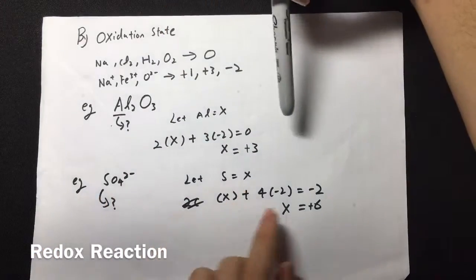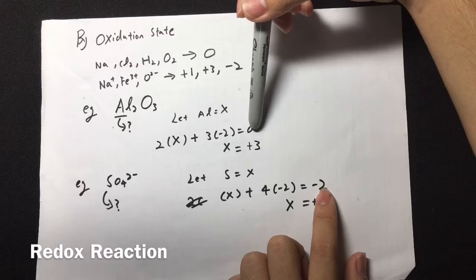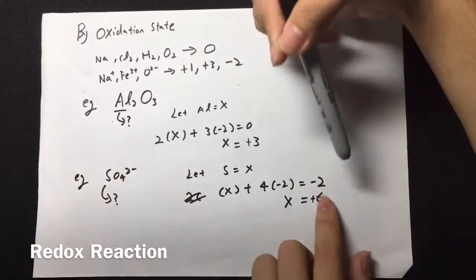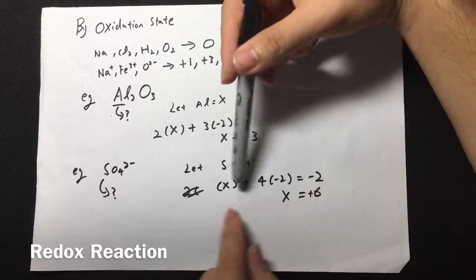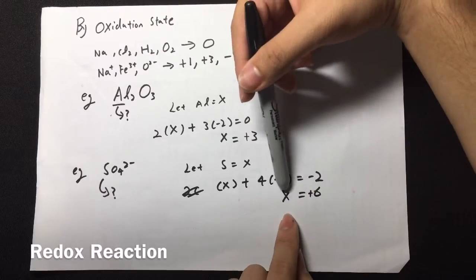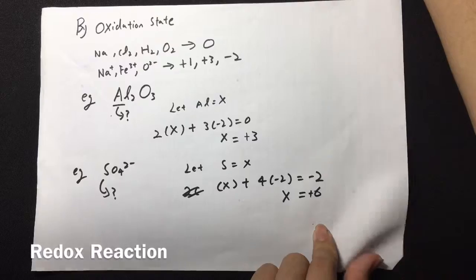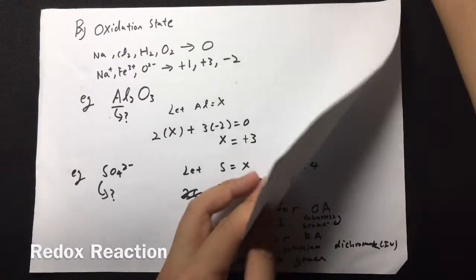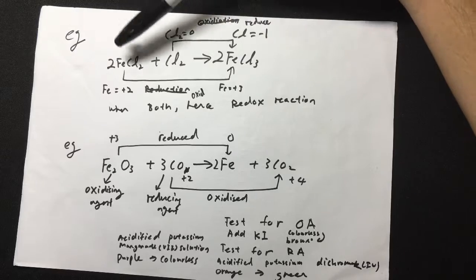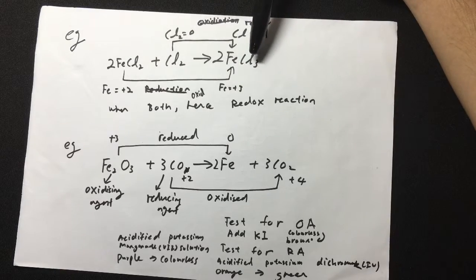However, in this case, you will see that on the other side of the equation, instead of being 0, because this is uncharged, now this is a charged ion, so you have a -2 here. The same method of solving applies, and you will expect to get X equals +6. So for once in your life, you actually know that sulfur has a charge of +6. In some cases, it can go to one single product like this.